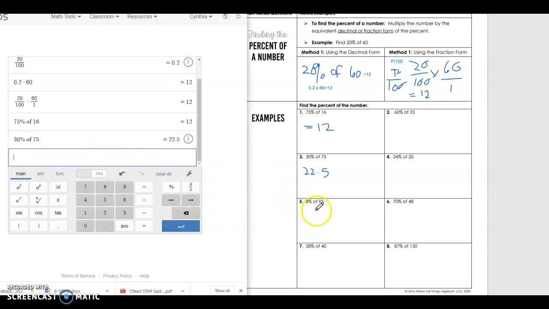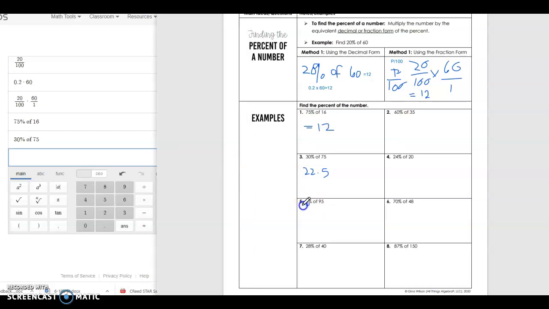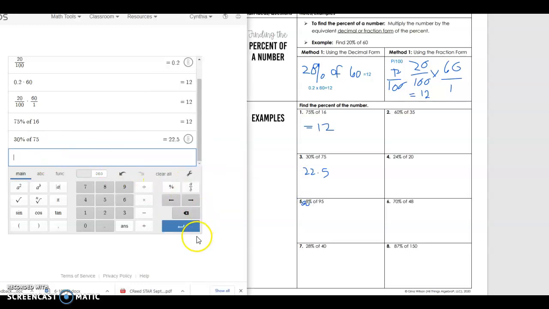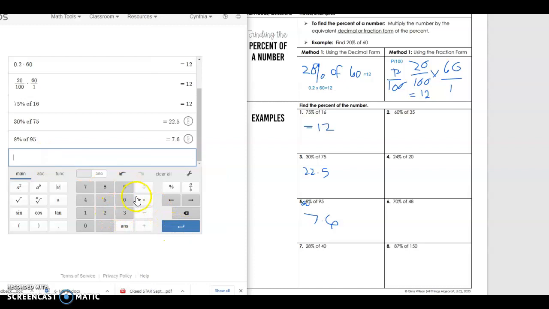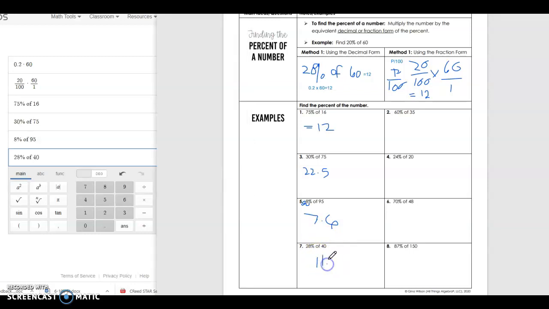8%, you've got to be careful because it is 8%. And as a decimal, if you remember, we go back 1, 2, and there's a space there, so it's actually 0.08. But if you put it in the calculator, it's pretty easy. You're going to type in 8, click on the percent, of 95, which is 7.6. And then 28% of 40: 28, click on the percent, 40, which is 11.2. So from there, I think you got it.